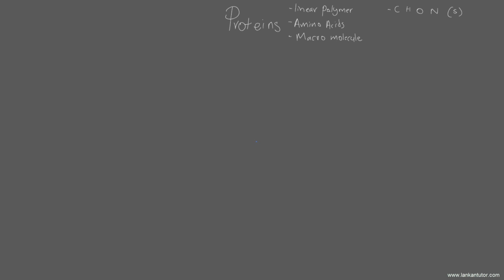Don't worry, you'll learn more about these groups in chemistry. You don't really need to go into detail here. It's just that you need to remember that they have it. So because of this, amino acids have both basic and acidic properties. Therefore, it's called an amphoteric molecule.